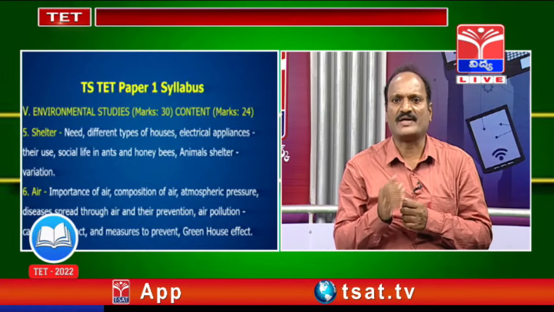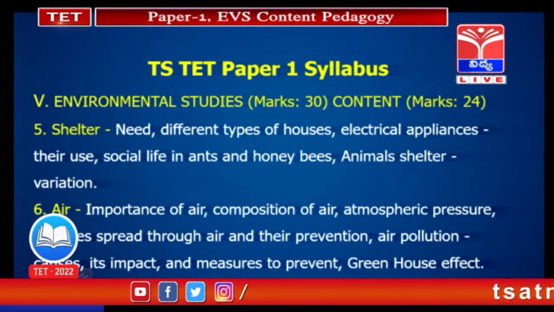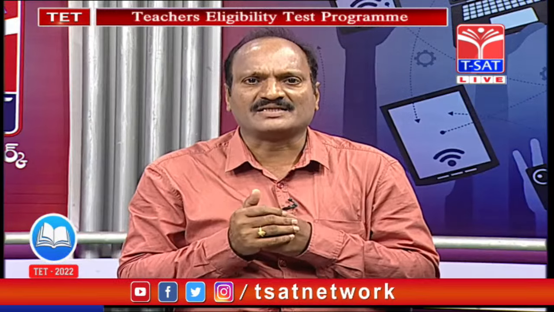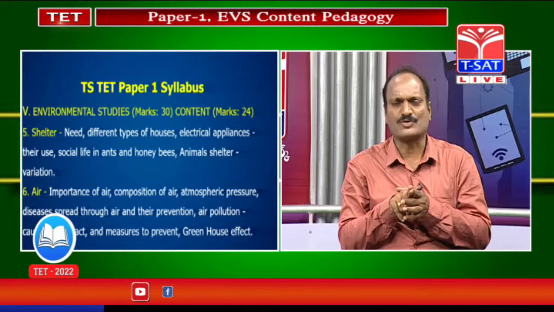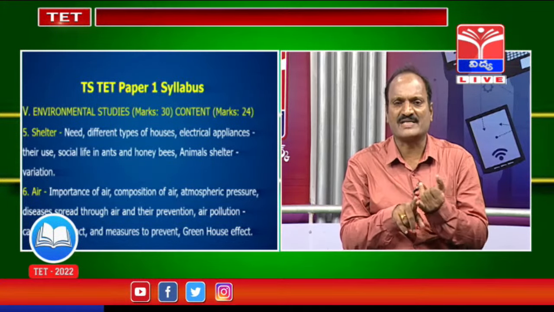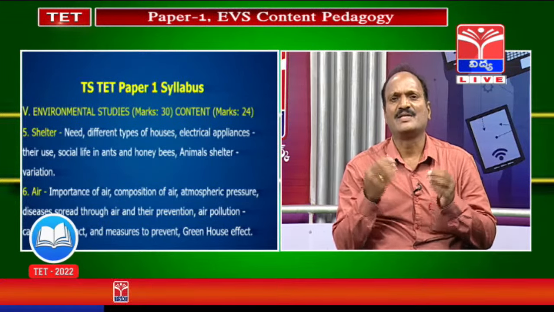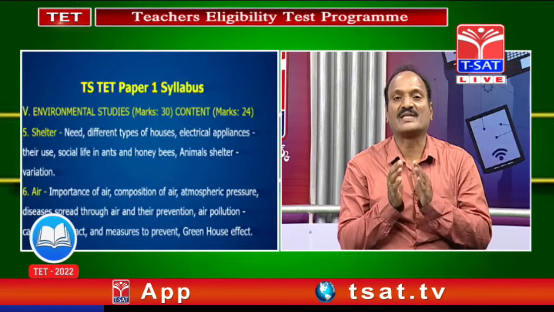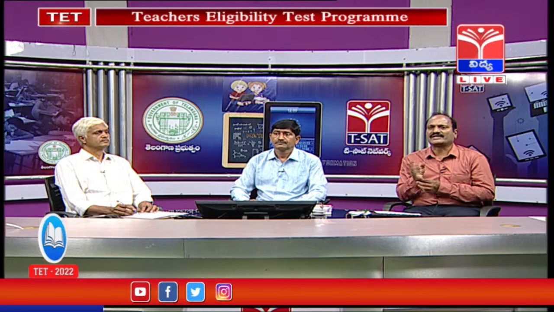What is the need? Different types of houses and different appliances they use. Nowadays, as technology increases, we are using multiple electronic appliances for our use, our desire, our comfort, our luxuries. So many electronic appliances are there, from the gas stove, fridge, heater, cooler, AC, TV. What is the actual use of the electronic appliances will be learned by these students, and that is very important.